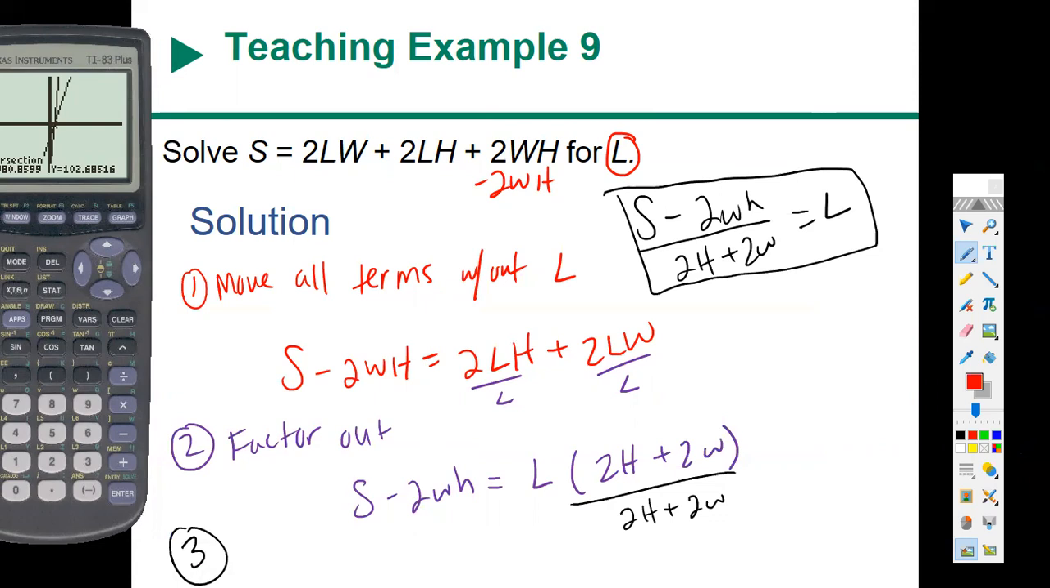What questions? All right. The last step was to divide. So we move all terms without the L. Could it be any other letter, right? So whatever the variable you're trying to get, you move all the terms without that letter, then you factor out the letter, and then you divide to get it completely by itself.